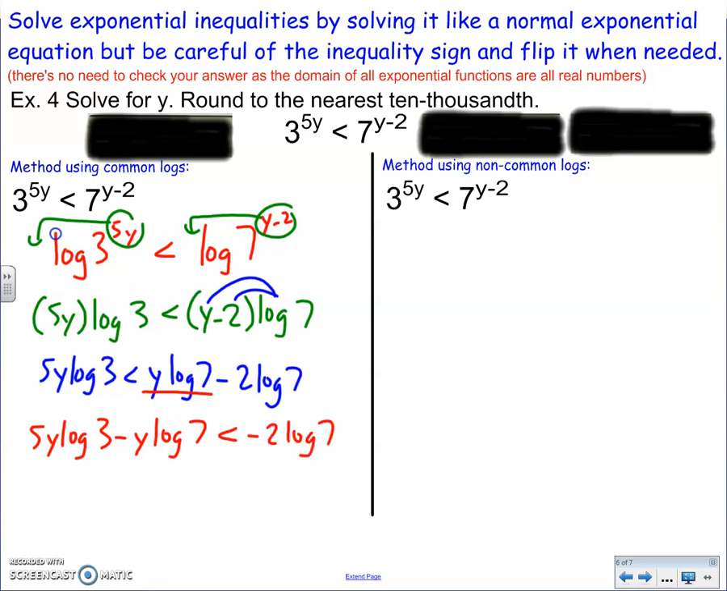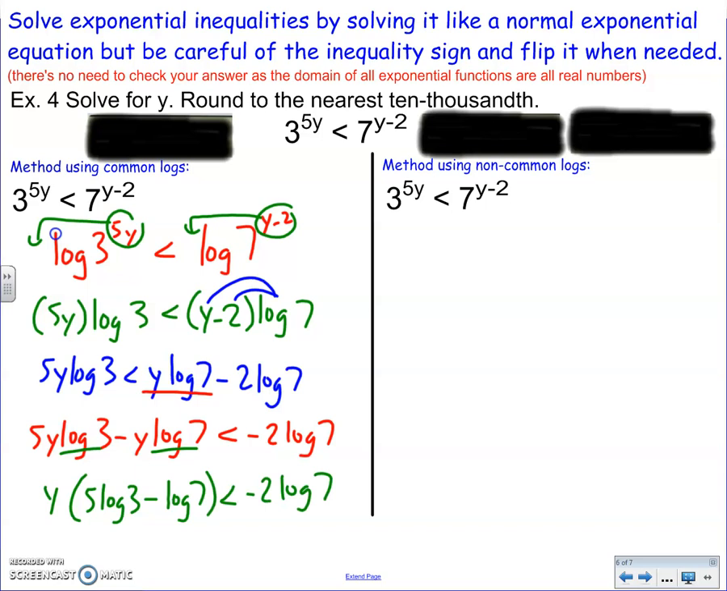Alright, these things, remember, this is just 5 times some number. This is some number y, and then this is just some number as well. So this is y times a number. These are supposed to combine, but we don't know what those numbers are. So instead of combining them, we're actually just going to GCF the y. If I pull a y out, what's left would be 5 times log of 3 minus log of 7 is less than this.